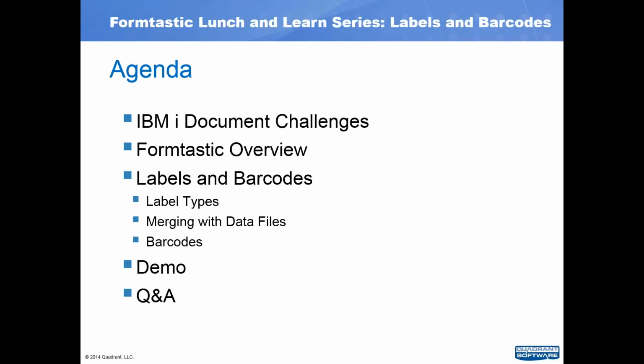So here's a brief overview of today's presentation. We're going to go over some of the standard stuff with Formtastic and IBMi document challenges. Then we're going to take a deeper look at labels and barcode functionality. We'll look at the various label types that we support. We'll discuss how to create labels directly from your DB2 files. Then we'll take a look at our barcode support before we hop onto a brief demo of Formtastic's design editor for labels, where I'll show you how to quickly build a label from a template.